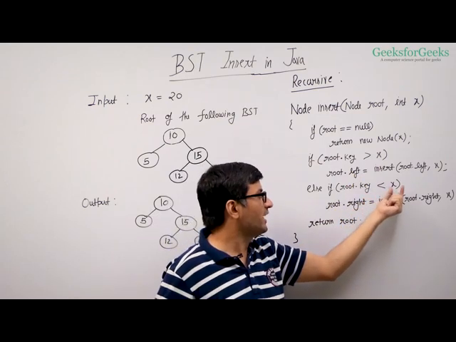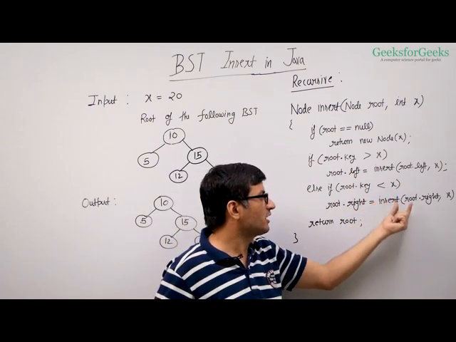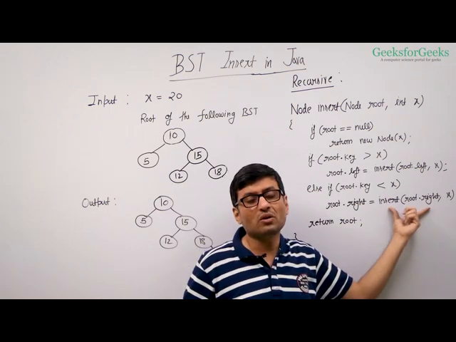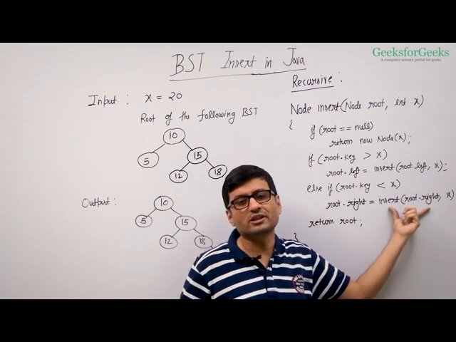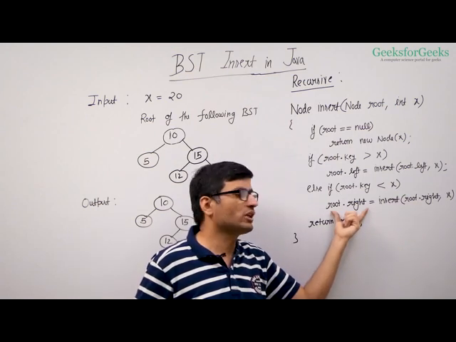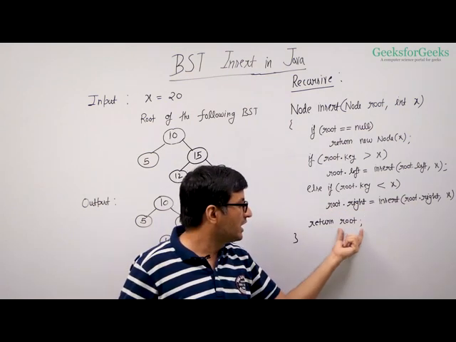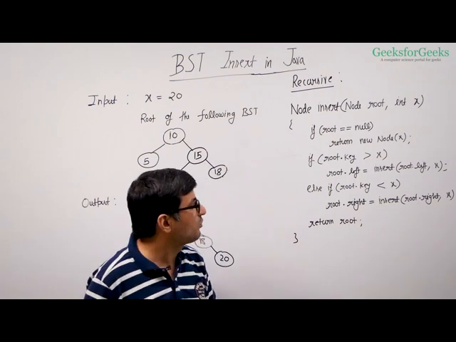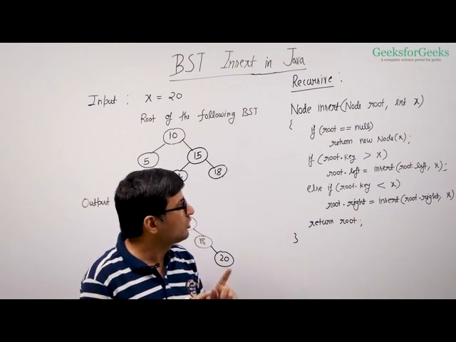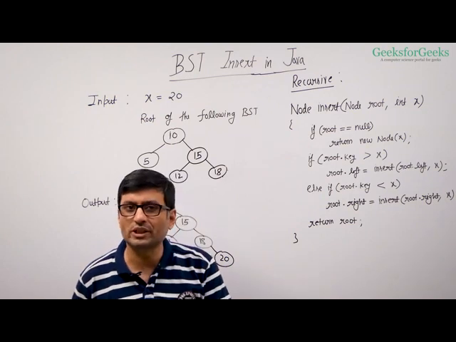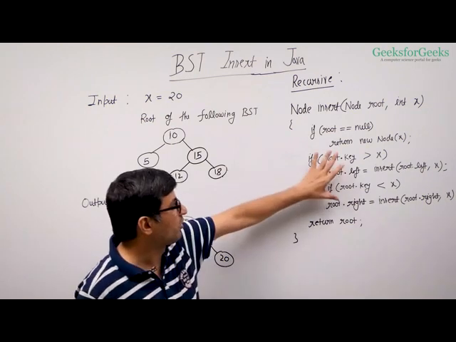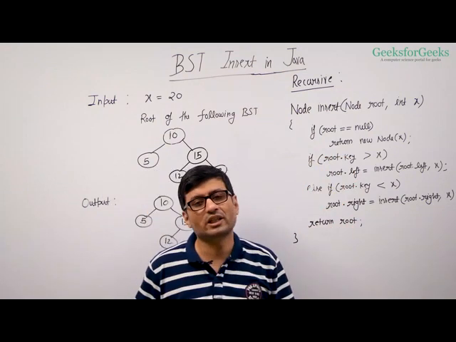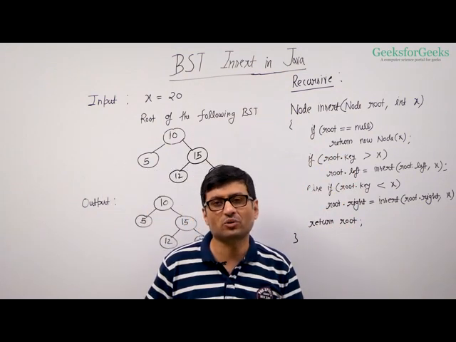Similarly, if X to be inserted is greater, then it has to go into the right subtree. In this case again, whatever this recursive call returns, we assign it back to root.right. And at the end, we return root. This root is also returned in the case when root.key is equal to X. It would not go in any of these two cases, it will simply return root. What it means is it will not make any change to the tree.